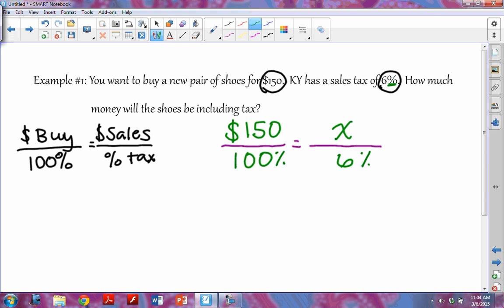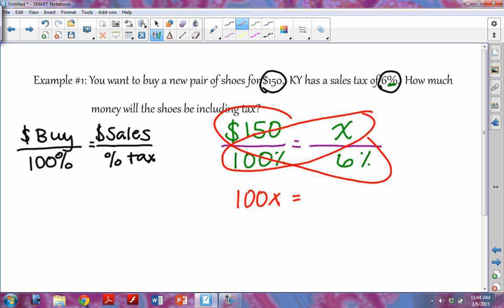So now what I'm going to do is I need to cross multiply. So I'm going to have 100 times x, which gives me 100x, is going to be equal to 6 times 150, which gives me, let's see, 900.